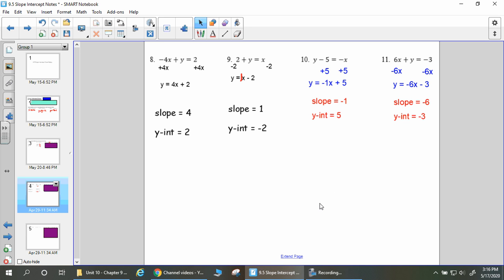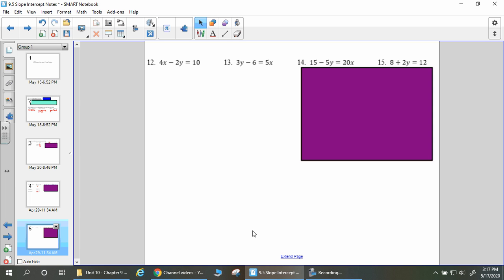So if y is not by itself, you need to add or subtract the item that is with it in order to get y by itself. And then our last group of problems, not only is y not by itself, but now y even has a number stuck to it. So I'm still going to do the same steps I did in the last row of questions, that I'm going to use my addition or subtraction, but then I'm going to need to do an additional step. So first thing, when I look at number 12, this 4x is on the wrong side, let's say.